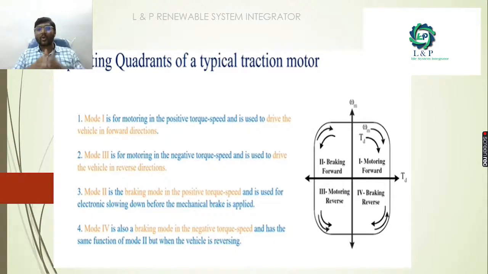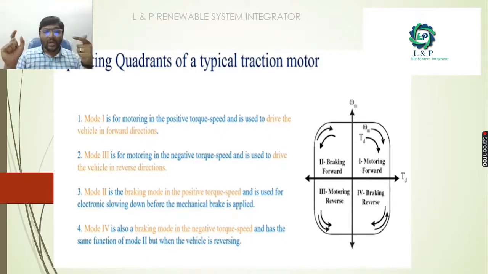And when we look into the 4-quadrant operation of a traction motor, we can classify it into 4 quadrants: mode 1, 2, 3, 4. In mode 1, what is happening? Because of the positive torque and speed, the vehicle is moving in the forward direction. In quadrant 3, what is happening? The motor is in negative torque, so it drives the vehicle in the reverse direction. It means that in order to move the vehicle forward, it should be in mode 1, and if it needs to move in reverse, it should be in mode 3.